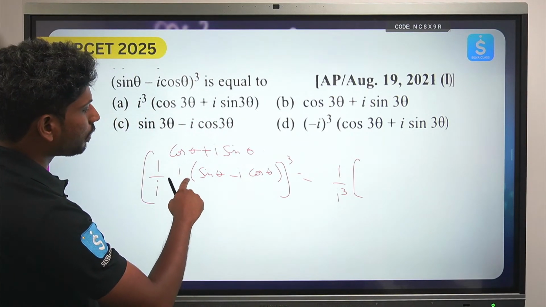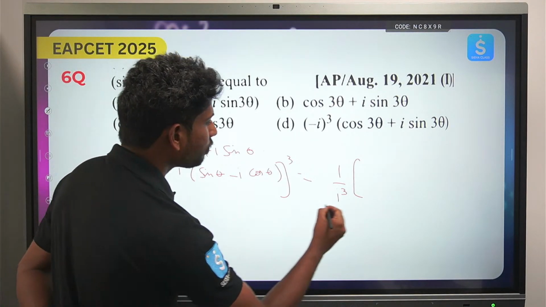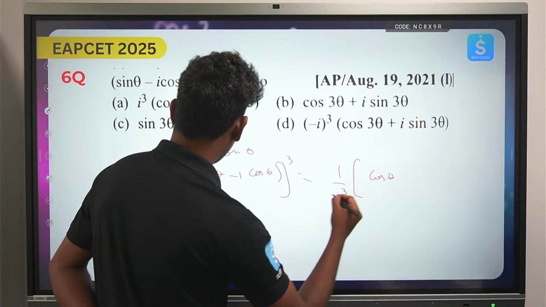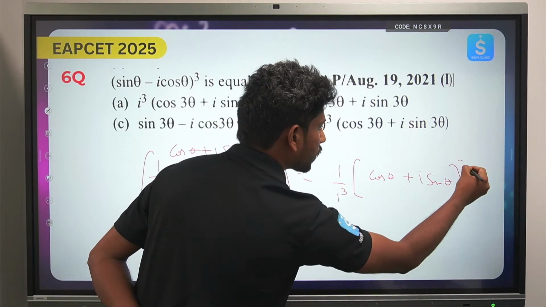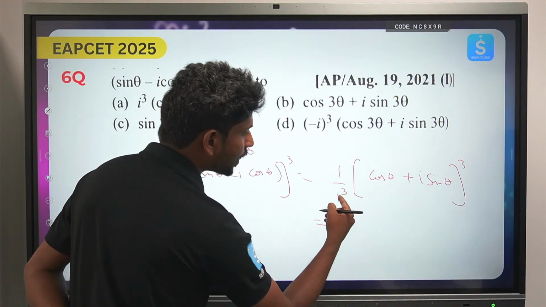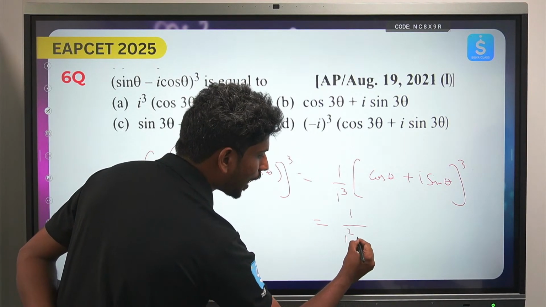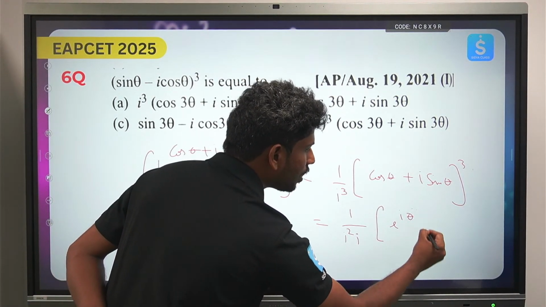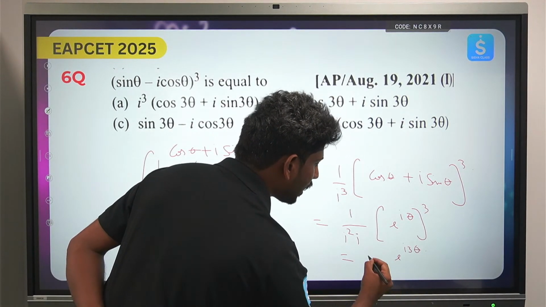So this will become I sin theta, and I square will become minus 1. I'm just writing it as cos theta plus I sin theta whole cube. So this will become 1 by I cube. This 1 by I cube, you know that I cube can be written as minus I, or I can write it as 1 by I square into I. So cos theta plus I sin theta is e power I theta whole cube. So this will become e power I 3 theta into 1 by I square.